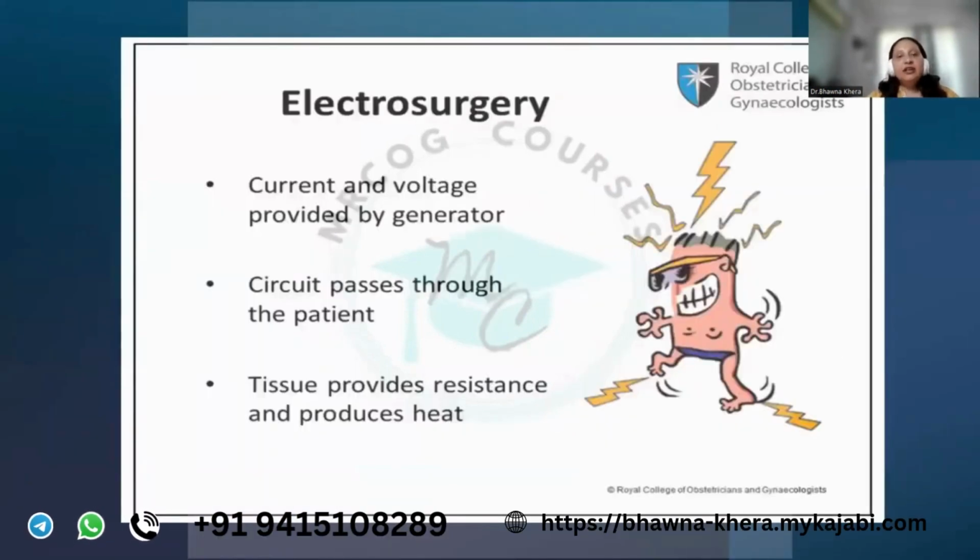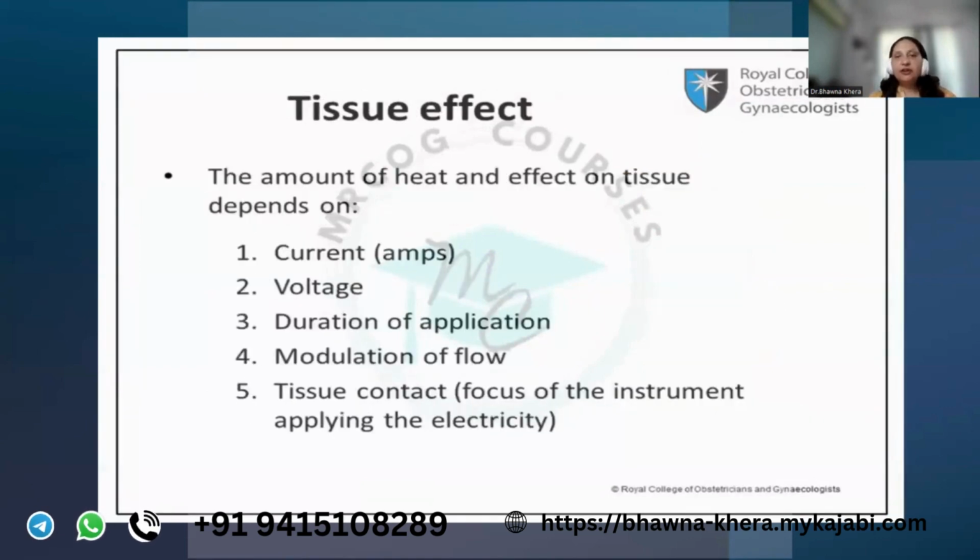Now, what electrosurgery is doing, such as the repetition, is that current and voltage are provided by the generator. The circuit passes through the patient and then tissue provides resistance and produces heat. Now, what are the factors which are going to affect this?